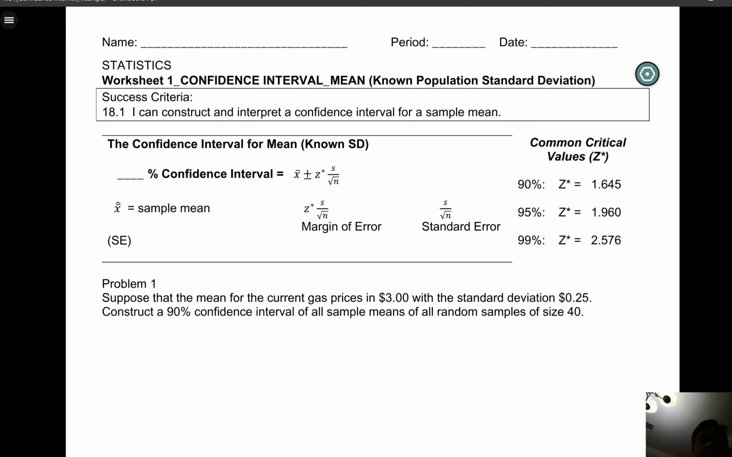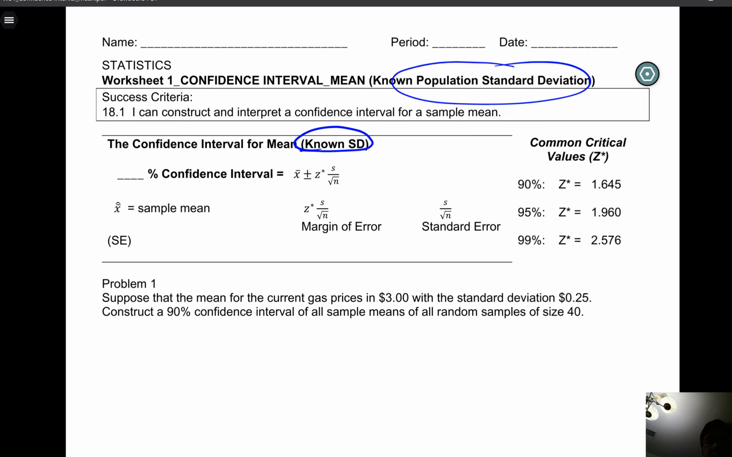Okay, this is a confidence interval for the mean with known standard deviation. So you got the formulas here for known standard deviation. We got the percent confidence interval: x bar plus or minus z critical times s over square root of n.